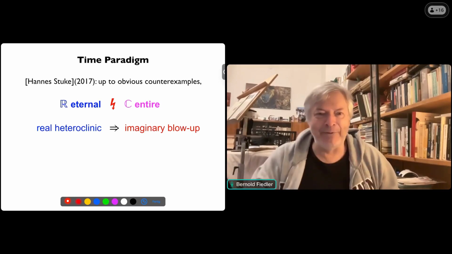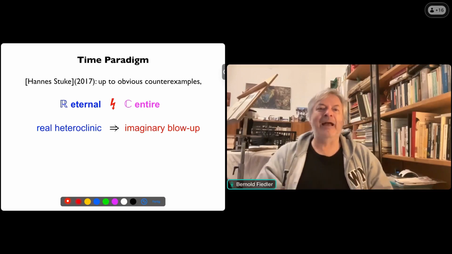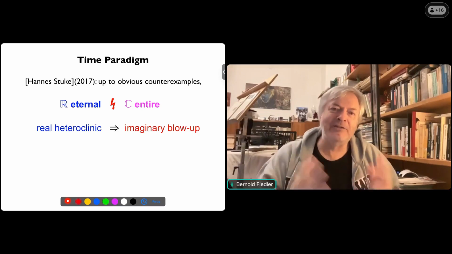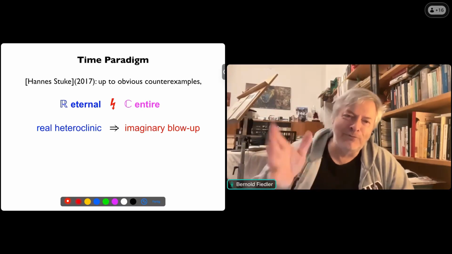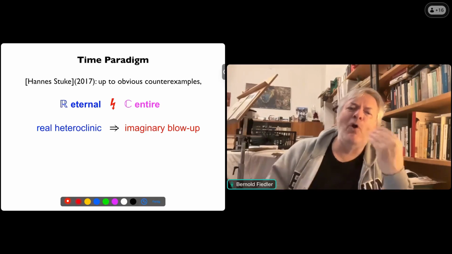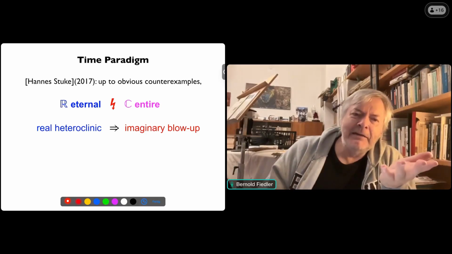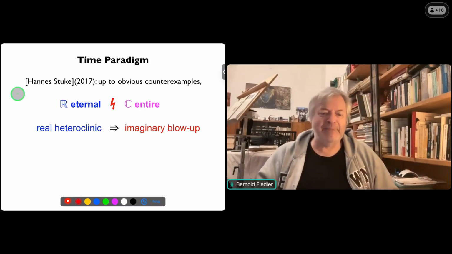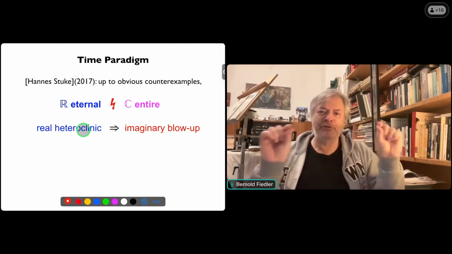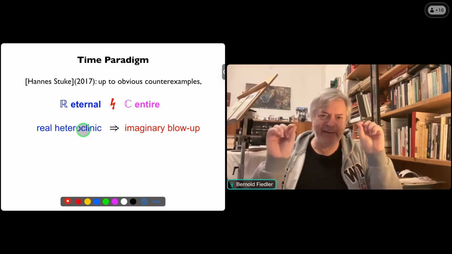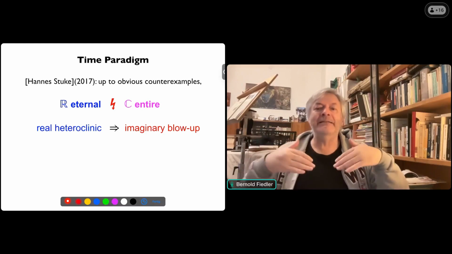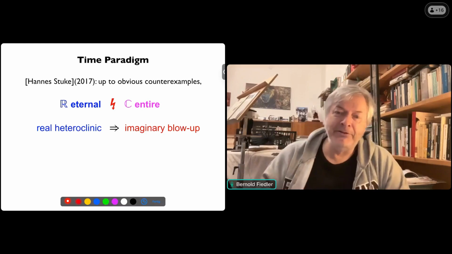So let's forget about such trivial things. If I have a sine function, it is bounded in the real and is complex entire. So let's also forget about sines and cosines. So up to obvious counterexamples, I want to show you and prove to you that specifically in the equations that we looked at, real heteroclinic solutions for the nonlinear heat equation, like from +1 to -1, come necessarily with blow up in imaginary time.